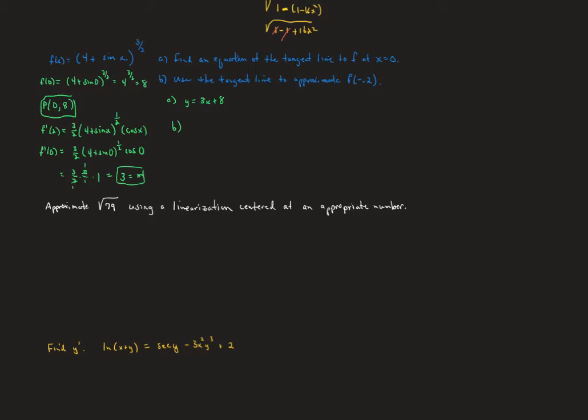Now part B, we're going to use the tangent line to approximate f of negative 0.2. So that means we're going to put in negative 0.2 for the x. And so that's going to be 3 times negative 0.2 is negative 0.6, and that's going to be 7.4. So this is our approximation to f of negative 0.2 using our tangent line.